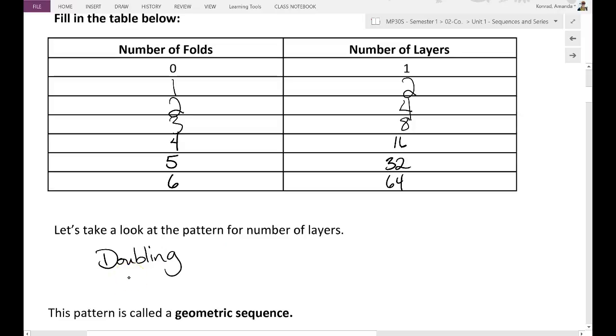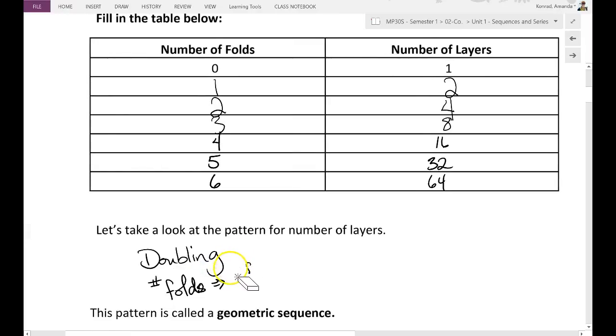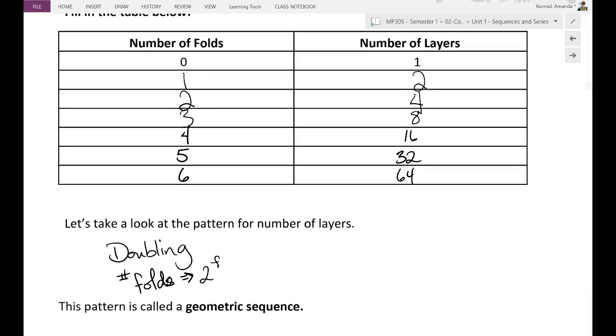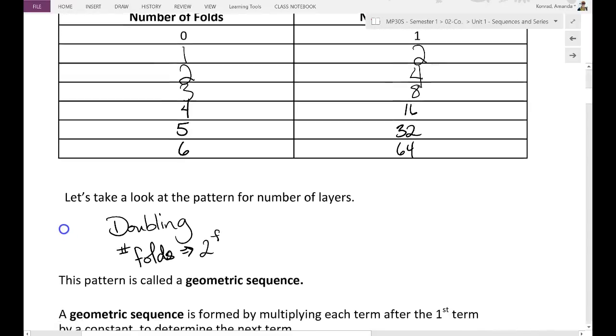You might also notice that those numbers of folds actually match up with an exponent. And so if we wrote 2 to the F, then we could describe the number of layers based on that. So if 0 folds, 2 to the power of 0 is 1. 1 fold, that's 2 to the power of 1, or 2. So there's a couple different ways you can describe this pattern.